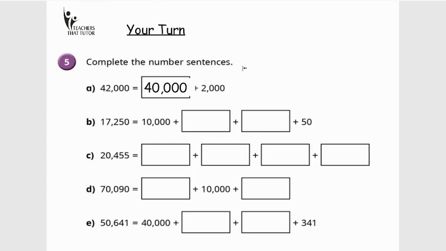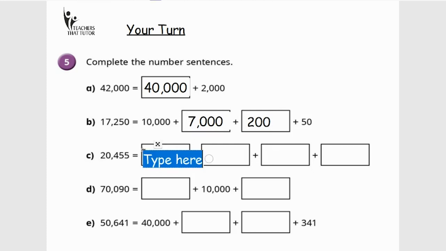B, we've got 17,000 equals 10,000. We've got the 50, but we're missing the 7,000. And we're missing the 200. So those are the missing parts there. For C, we've got 20,455, and all of it is missing.